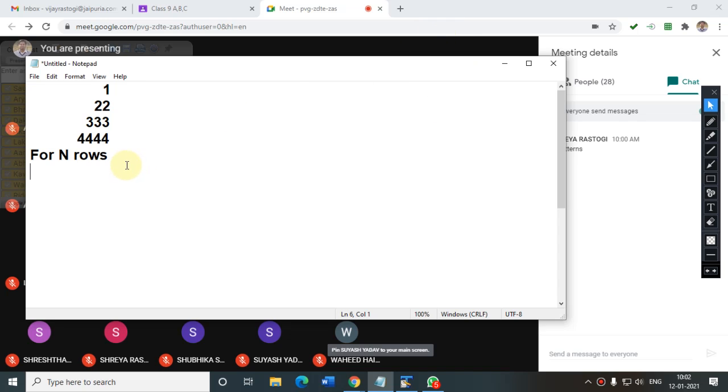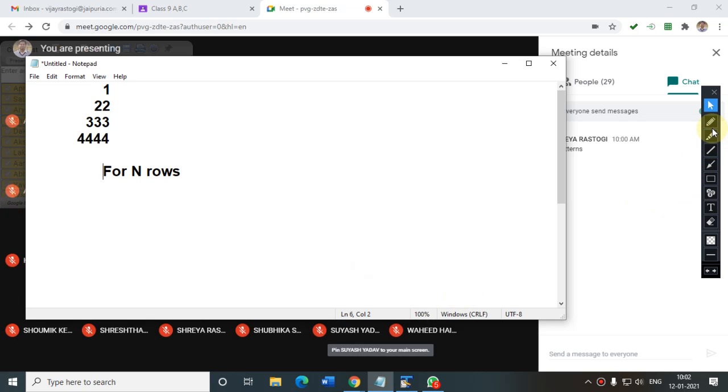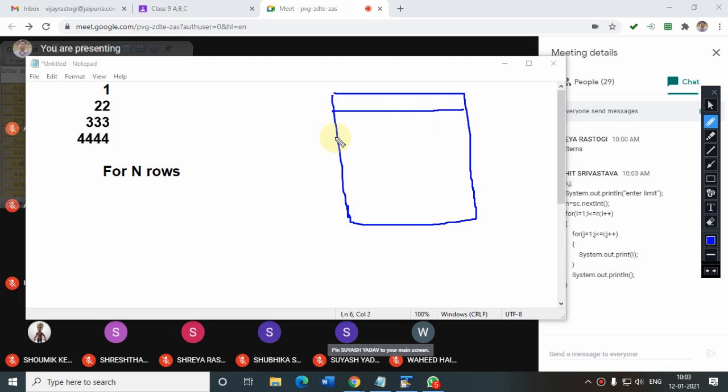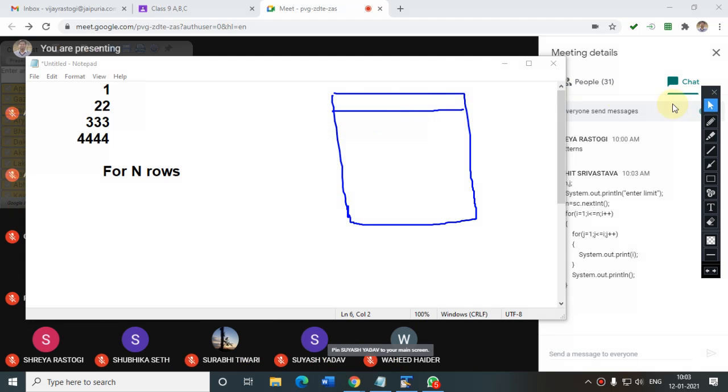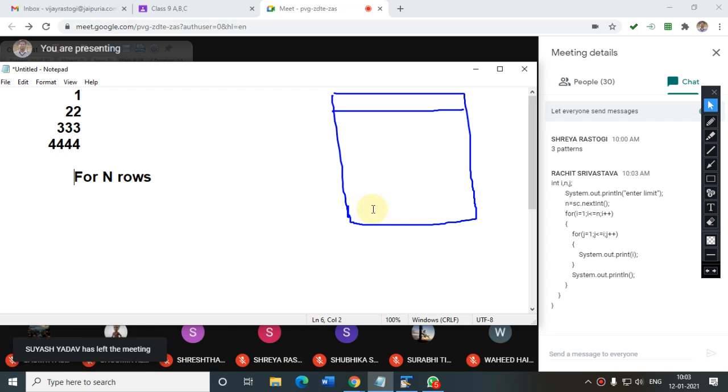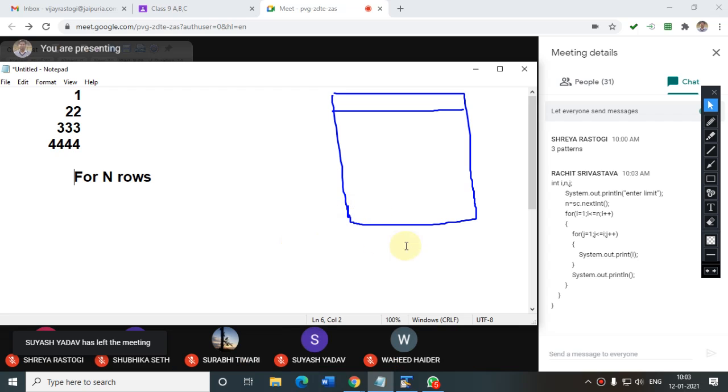Suresh, any doubt in this question, beta? Anushka, please try this question. I will explain. Don't worry. This is your computer screen, already divided. Okay, Rachit, you have done. So Rachit, beta, it is wrong. This is a right side pattern. You need to print.